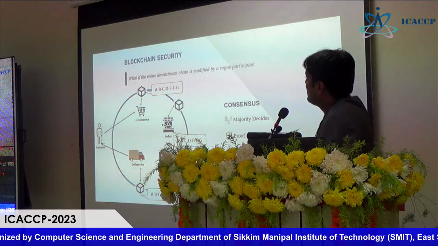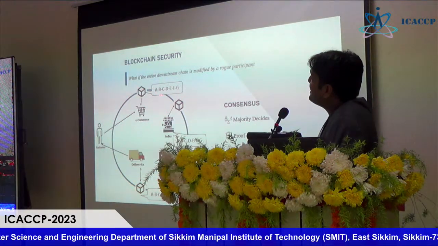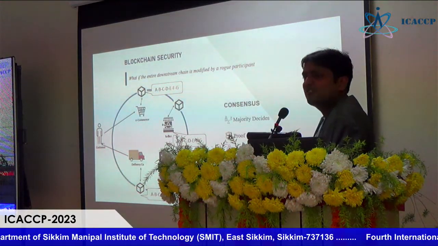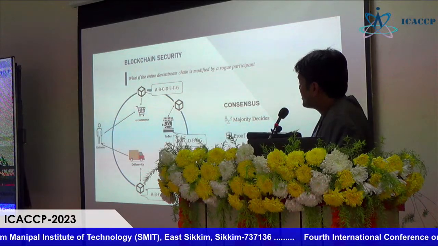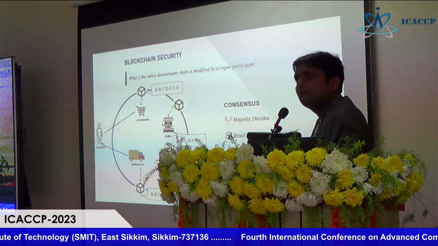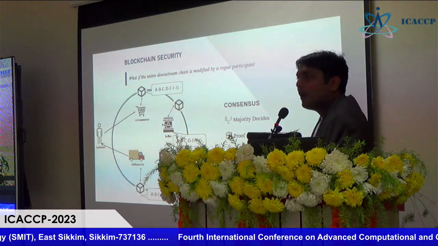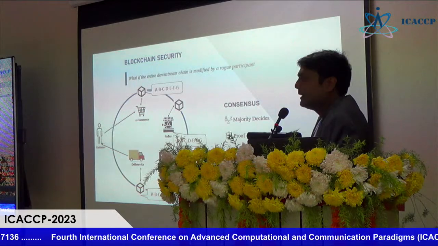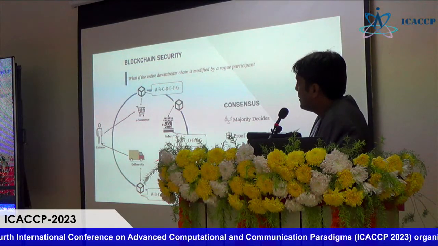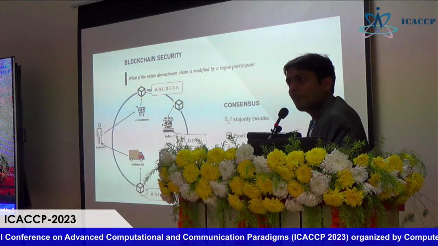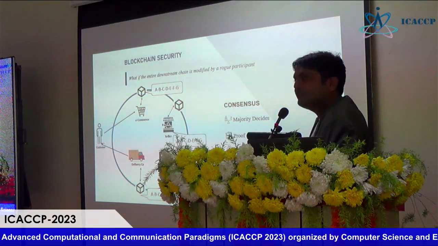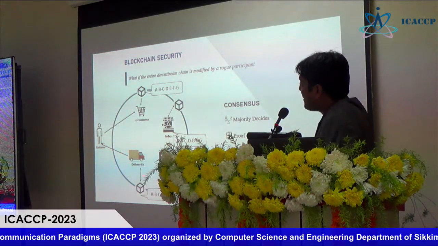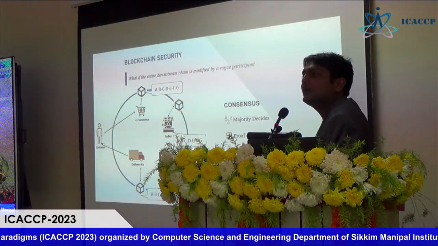So the original chain that we had was A, B, C, D, E, F, G. My rogue operator wants to change the data. He goes ahead and changes it to A, B, C, D, X, Y, Z. Now what is happening is, he is not the only operator on the chain. There are multiple entities with copies of the same data. So when he tries to publish the new chain to the blockchain network, automatically there is going to be a consensus coming into play.